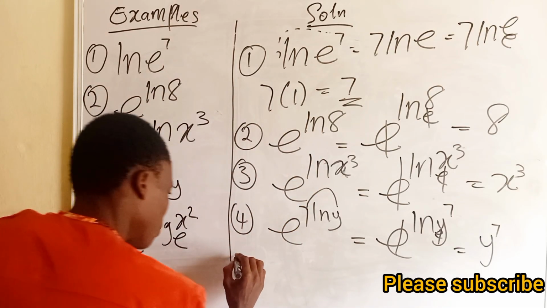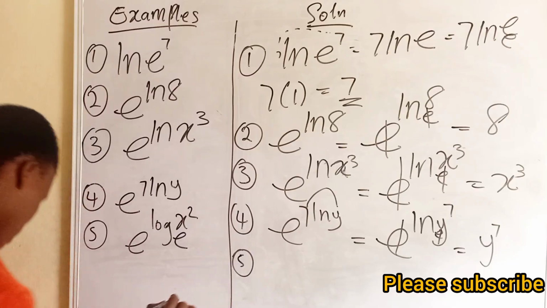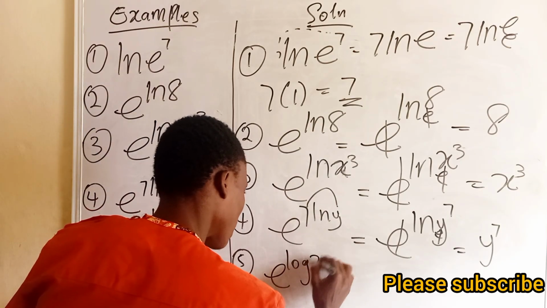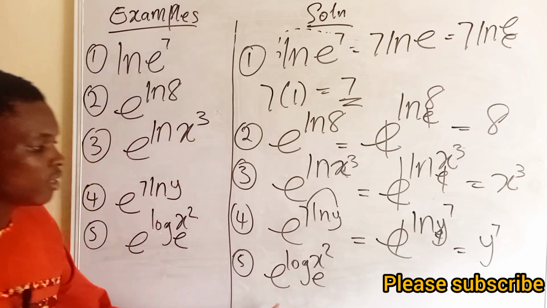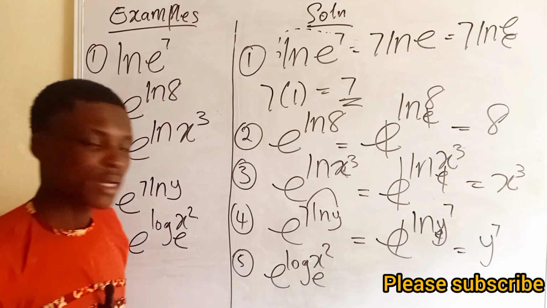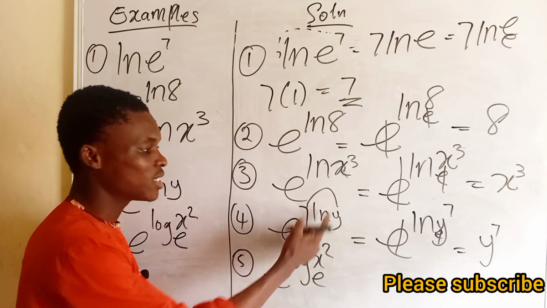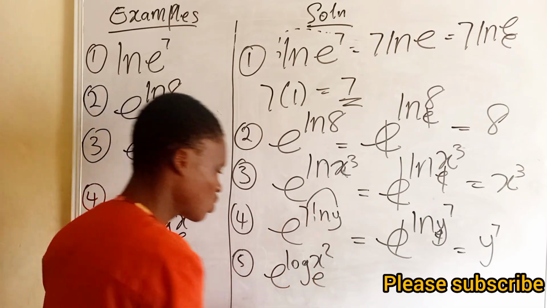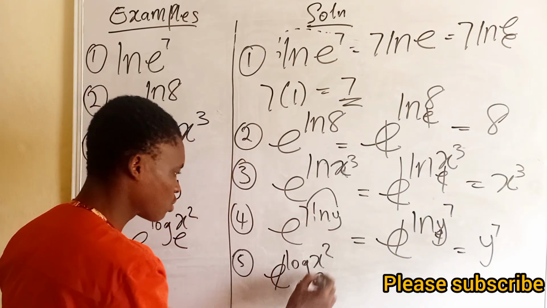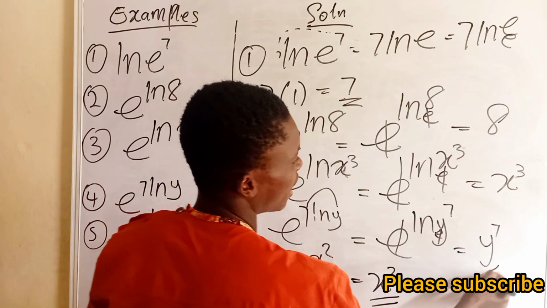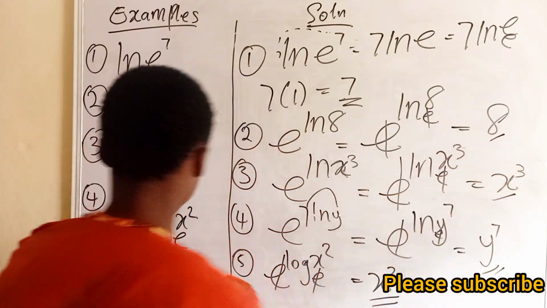All right, let's solve the last question, which is number 5. Number 5 is exponential log x squared base e. You can replace this log base e with the natural log. You see the same thing. So what do we have here? This cancels out this, and our answer equals x squared. And these are the right answers to these questions.